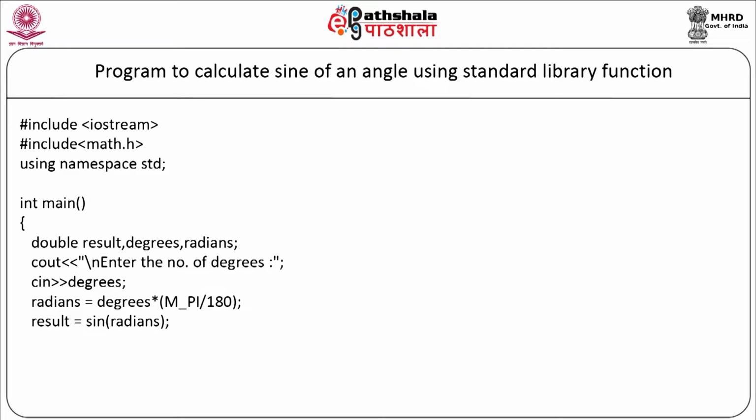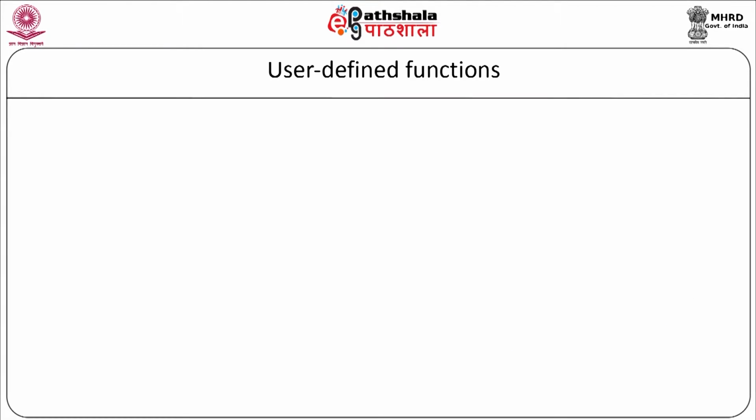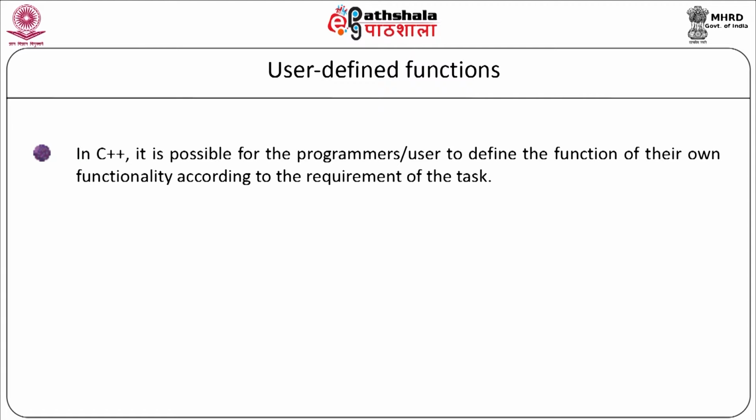Now here for this particular sine function we just should know the syntax, how to use it, and which parameters have to be passed. Cout, the sine of degrees is the value of the result, return 0 and the main function will end. When the above code is compiled and executed, it will produce the result as enter the number of degrees. Suppose the user has entered the degrees as 60, then it will produce the output as the sine of 60 is 0.866025.